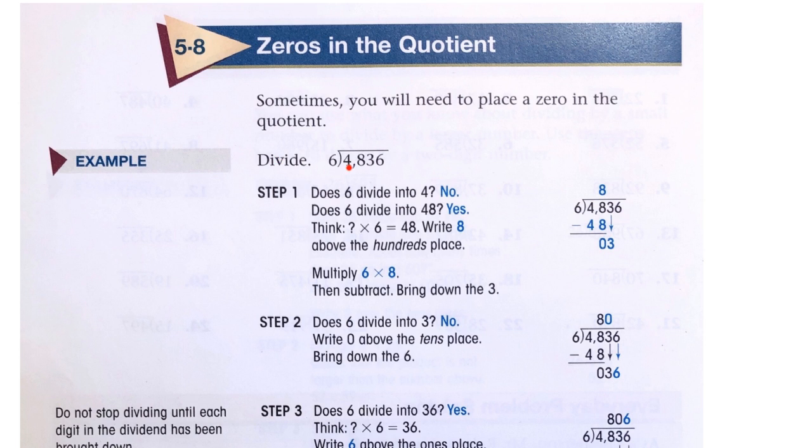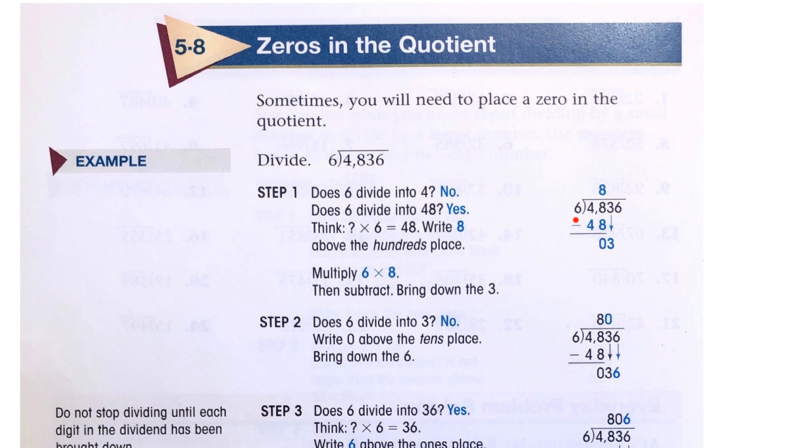divide 4,836 by 6. Step 1. Does 6 divide into 4? No. Does 6 divide into 48? Yes. All right, think. What number times 6 would equal 48? Oh, 8. If we divided into 48, we could go 8 sixes into 48.